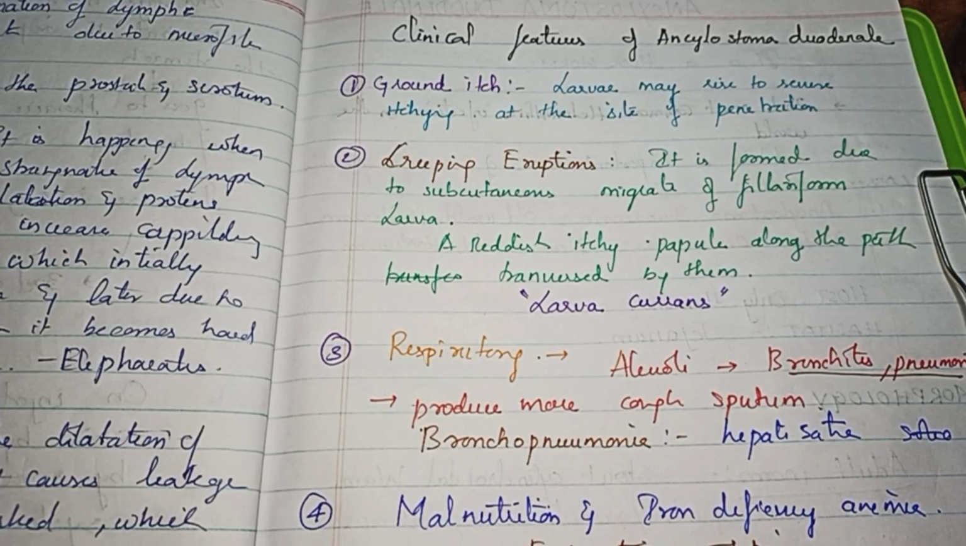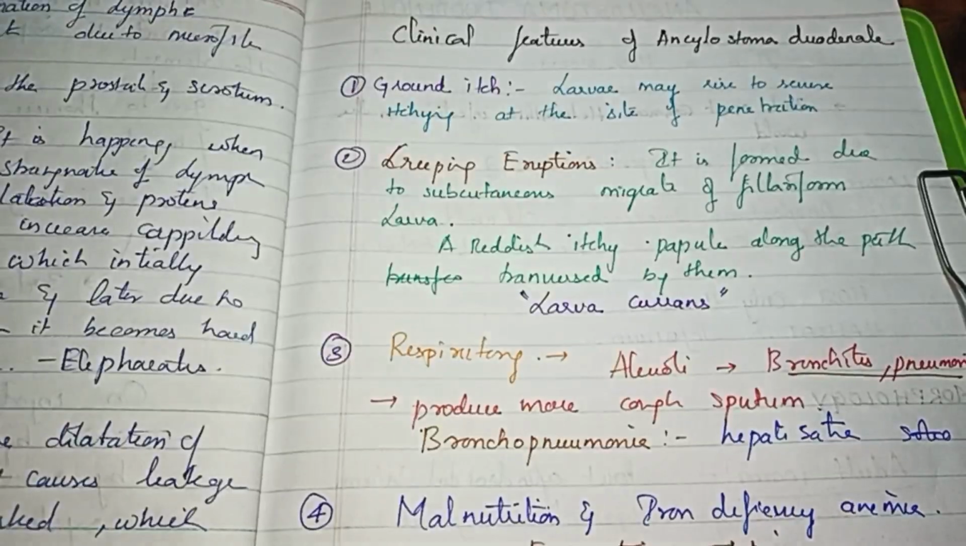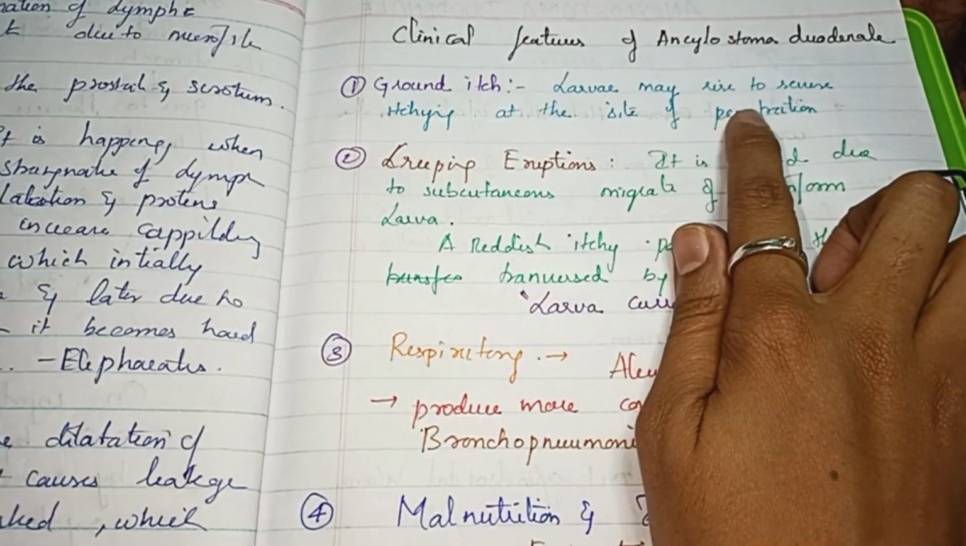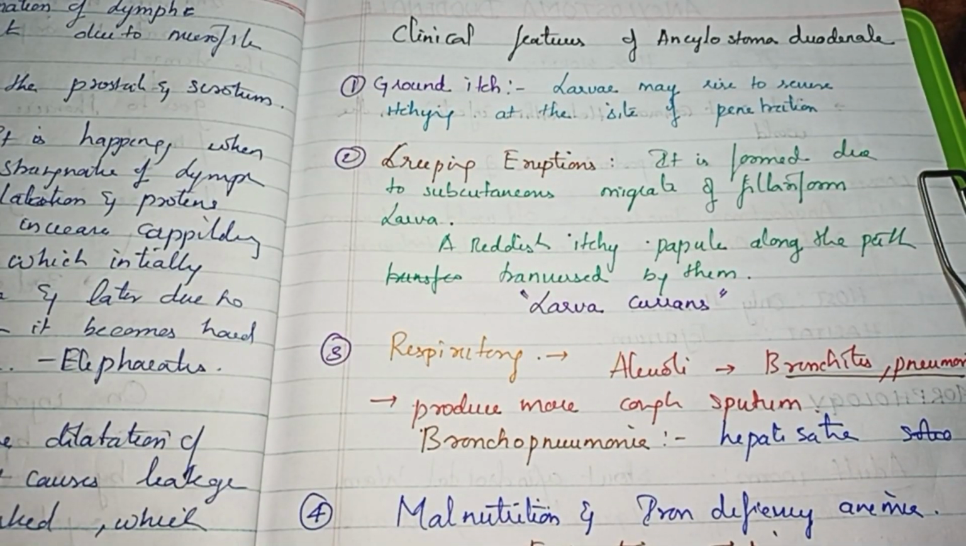Now we're going to see the clinical features of Ancylostoma duodenale. First, we'll see the ground itch. In ground itch, the larva gives rise to severe itching at the site of penetration, mostly in the palms or the soles or any other body part where the larva penetrates. There will be intense itching at the site of penetration.